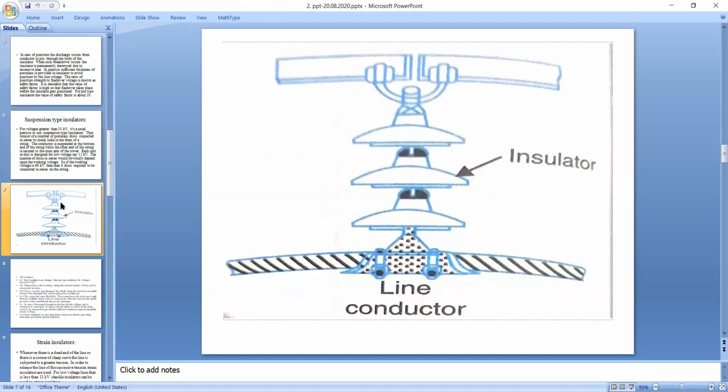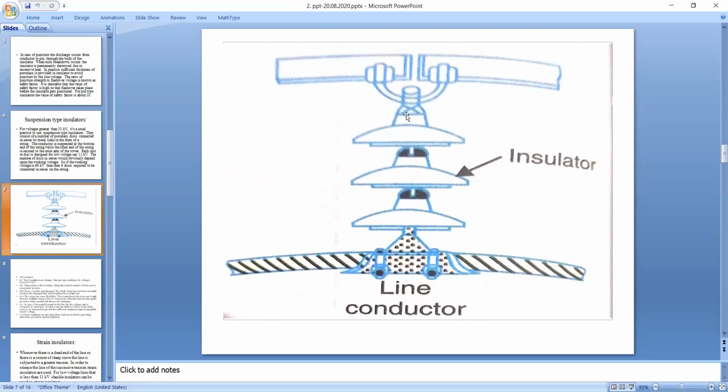Because you know that in series connection, voltages add, isn't it? Like if two resistances are connected in series, then the voltages across those two resistances add up. Same thing goes for the insulator also. Okay, so for example, here you see you have the diagram.